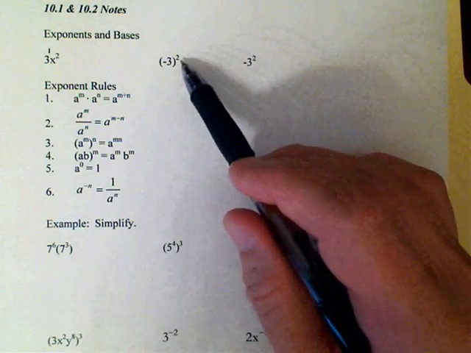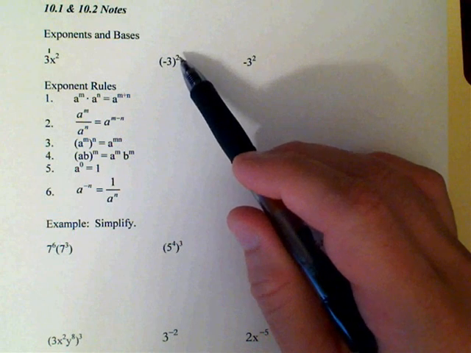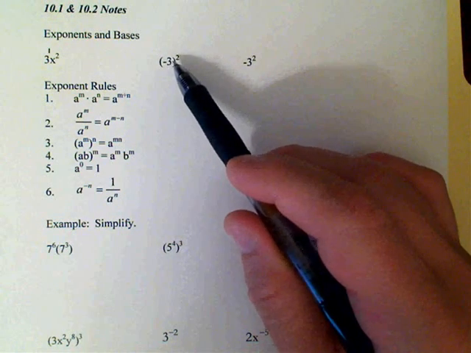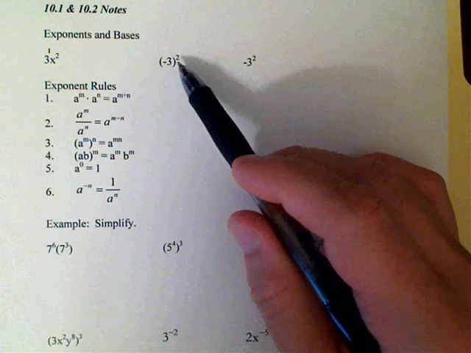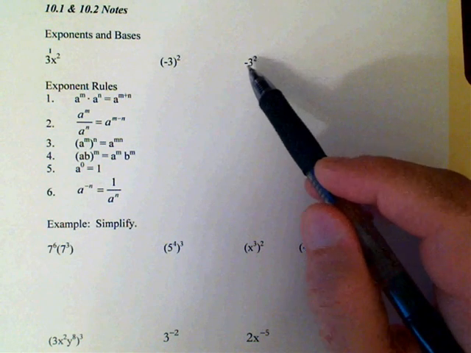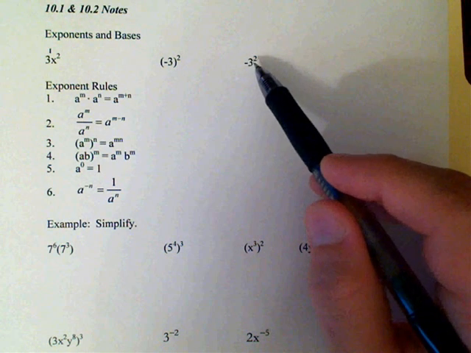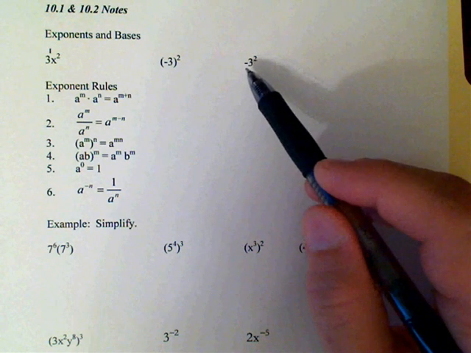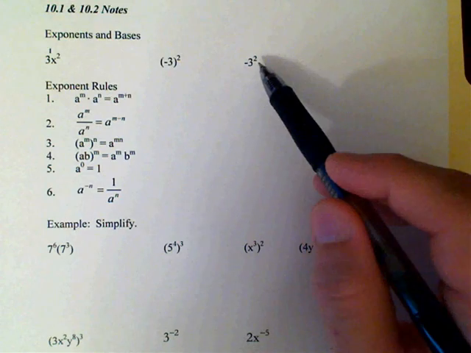Now over here, the exponent is on the parentheses, which means that everything inside the parentheses is being squared, or raised to the third or to the second power. Now on this one, the exponent is only on the 3, not the negative sign, only on the 3. One way to think about this is saying the opposite of 3 squared.